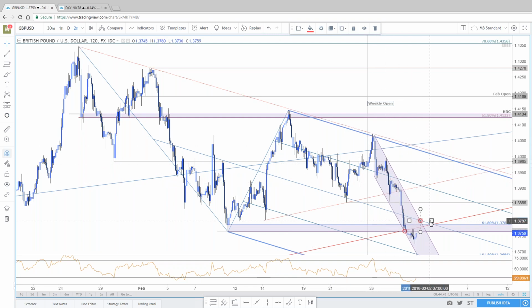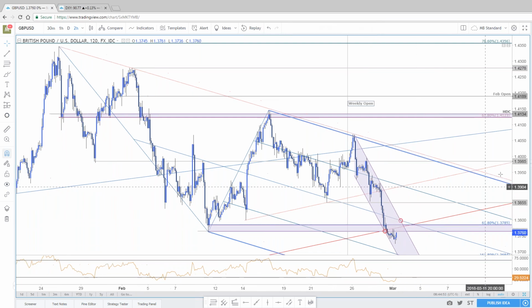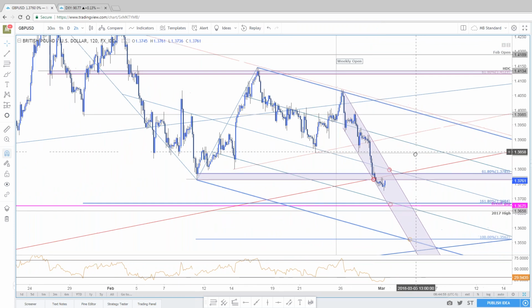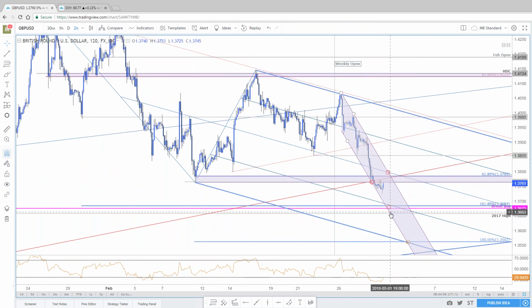So that gives you basically the 38 handle, let's call it. 37.90 is the lateral resistance, but slope resistance comes in right at the 38 handle. So look for a reaction there into the U.S. trade session. If that holds, again, there's really nothing to stop this from heading to 36.75.